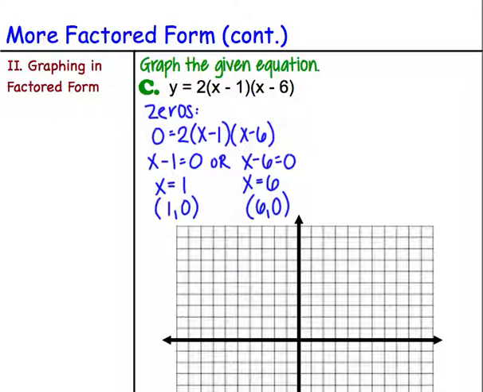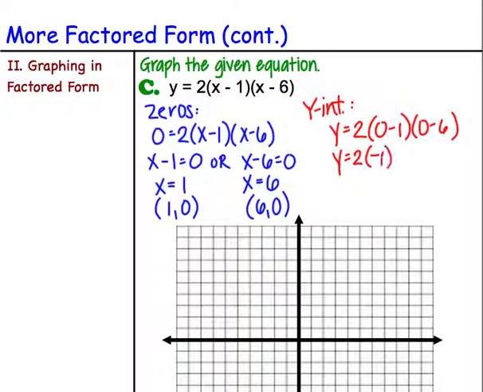Then taking a look at our y-intercept, this is where we have to put in 0 for x. So we have y equals 2 times the quantity (0 minus 1) times the quantity (0 minus 6). So y is equal to 2 times negative 1 times negative 6. 2 times negative 1 is negative 2. Negative 2 times negative 6 is positive 12. That means our y-intercept is (0, 12).